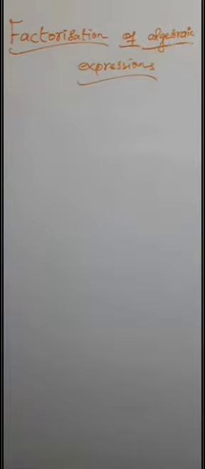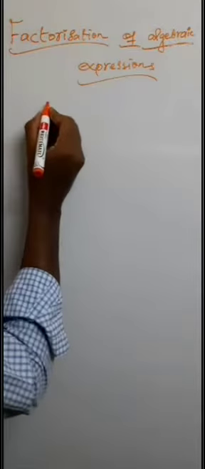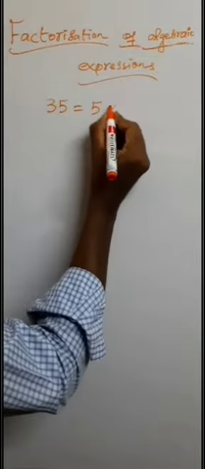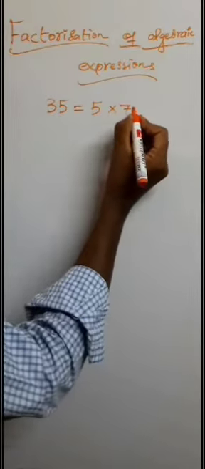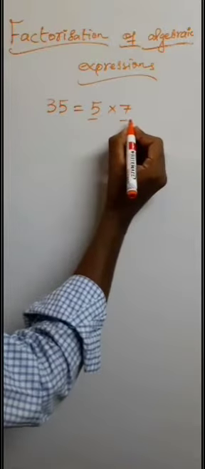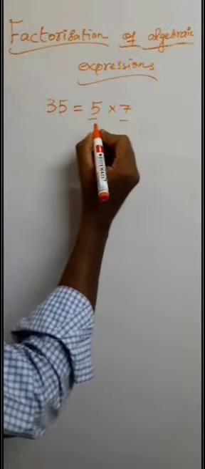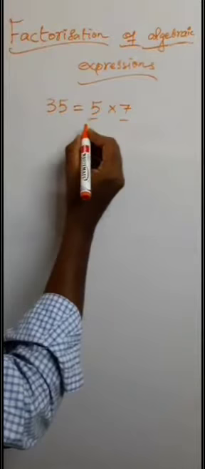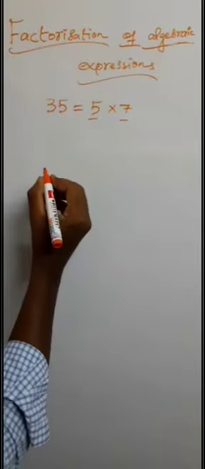Today we are going to see factorization of algebraic expression. Before going into the topic, let us see what is factorization. Factorization is nothing but writing a given value as product of its factors. Let us take 35 as an example. 5 into 7. 5 and 7 are factors of 35. So 35 is written as product of its factors.